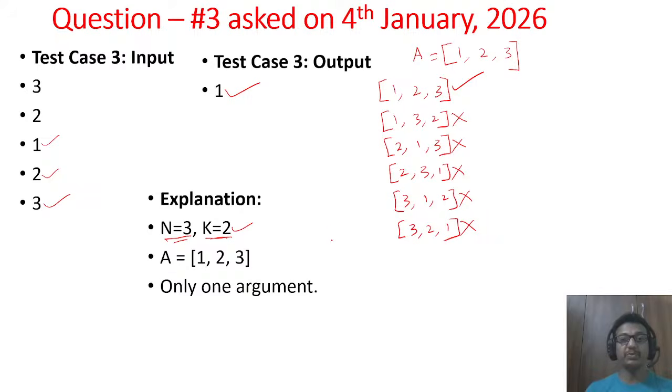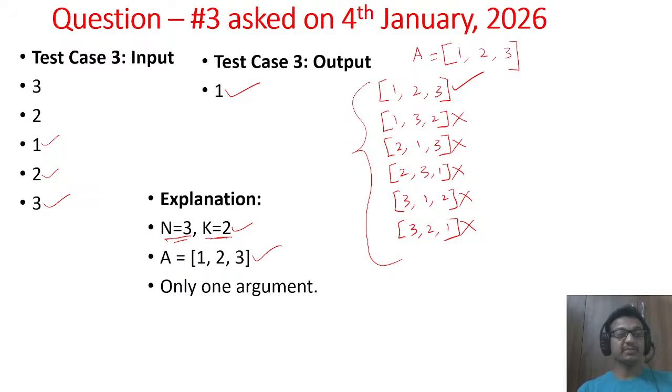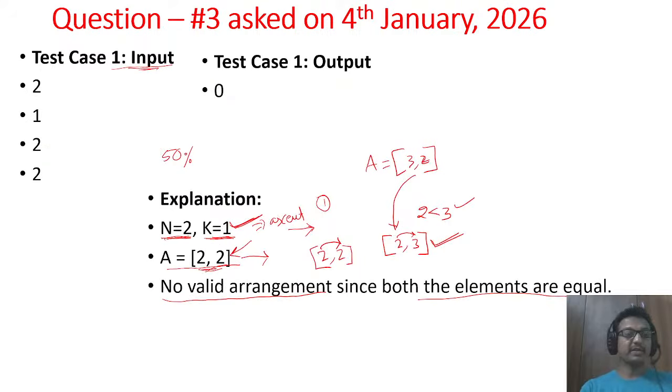So what do we need to do here? First we need to take the array, then find out all the permutations of this array. Sometimes, if your array contains duplicate elements, as you can see from test case 1, it may contain duplicate elements. Test cases 2 and 3 contain distinct elements, but sometimes your sequence may contain duplicate elements.